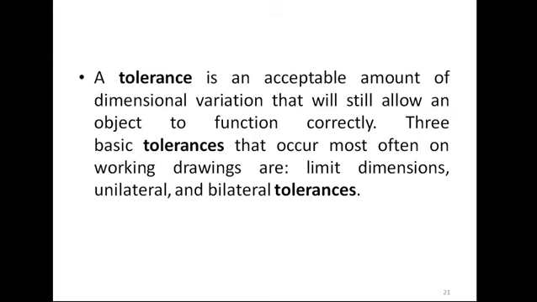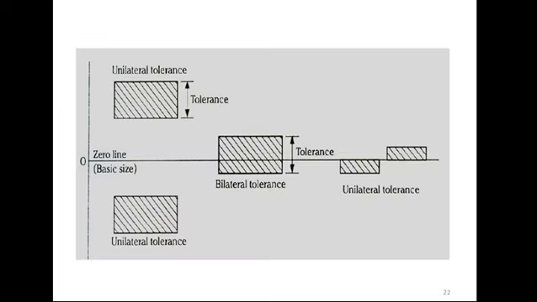Three basic tolerances that occur most often on working drawings are limit dimension, unilateral tolerance and bilateral tolerance. These are the types of tolerances we mostly use in industry. We have explained these here by this example.